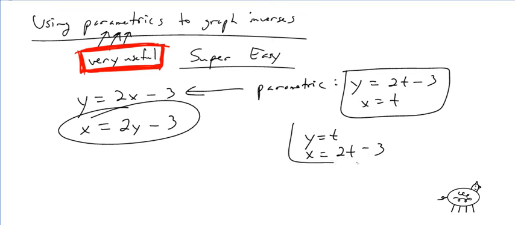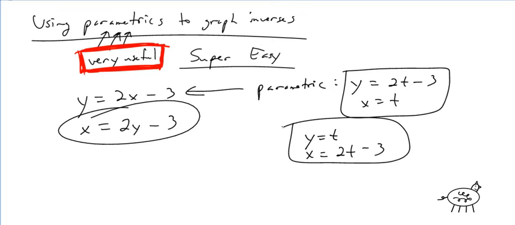Very interesting. This, math fans, that's my inverse. Okay, that's how easy it is. You literally just swap the value of x and y, and that's exactly what I did. I made y equal to t instead of x, and I made x equal 2t minus 3. So parametrics is awesome for sketching inverses.